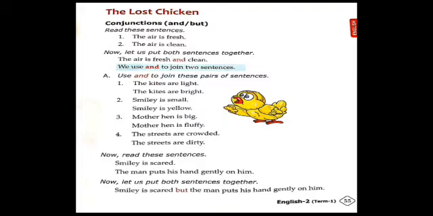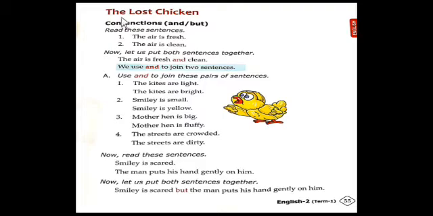Veena went to Meena's house, but she was not at home. So here also the word but joins two sentences. Veena went to Meena's house and she was not at home. So but is also a conjunction word.